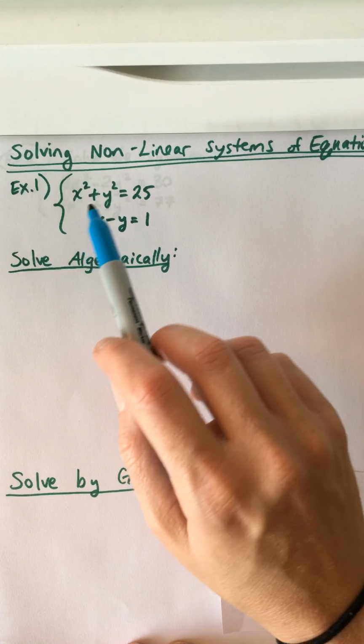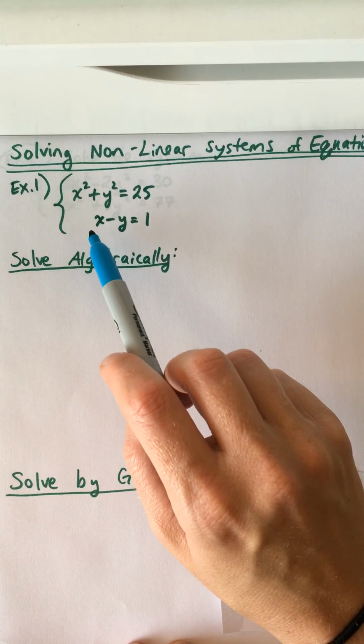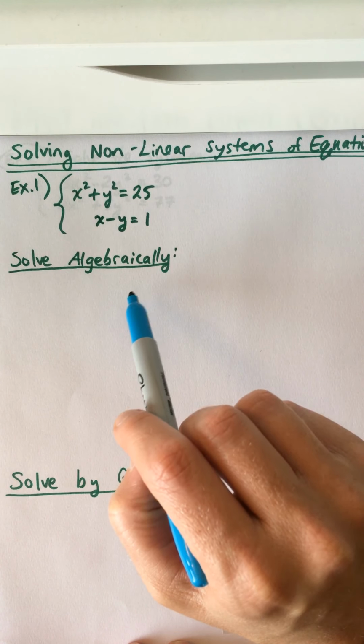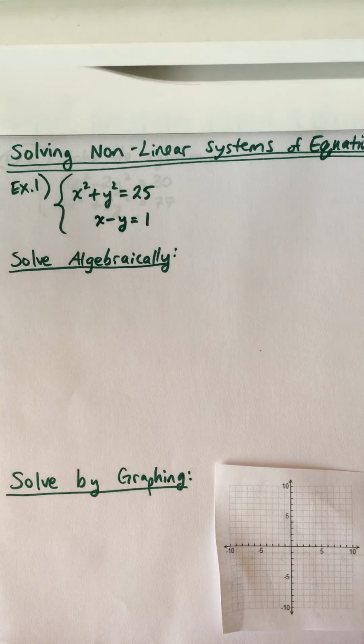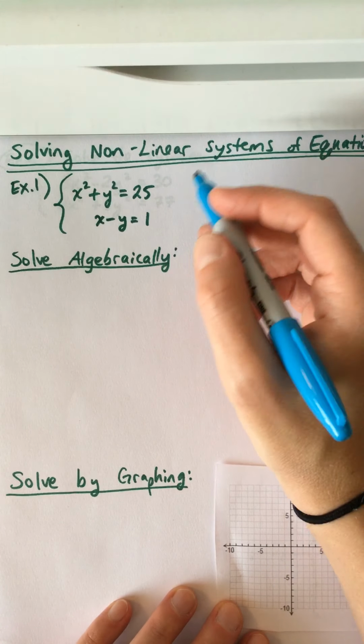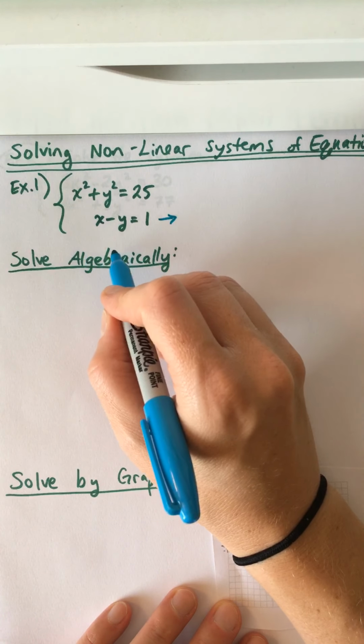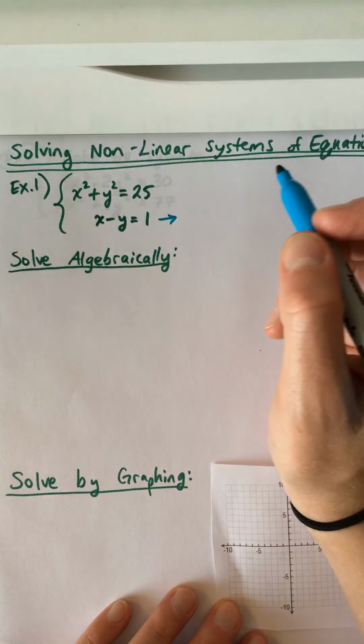Our first example, we've got x squared plus y squared equals 25, and x minus y equals 1, and then we're asked to solve algebraically. While solving algebraically, sometimes you can use substitution and sometimes you can use elimination. The technique I'm going to use here is substitution. I'm going to choose to isolate one of these two variables, either x or y. It doesn't matter which one you choose.